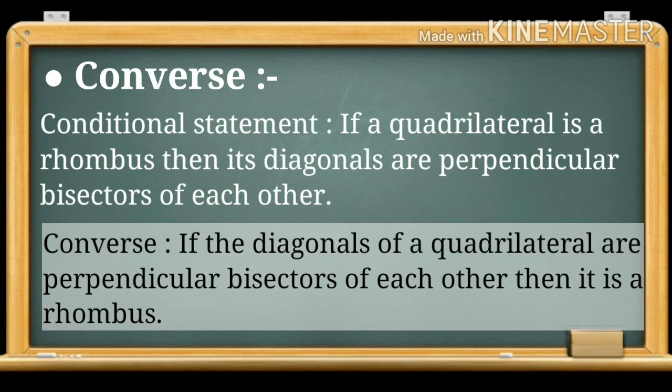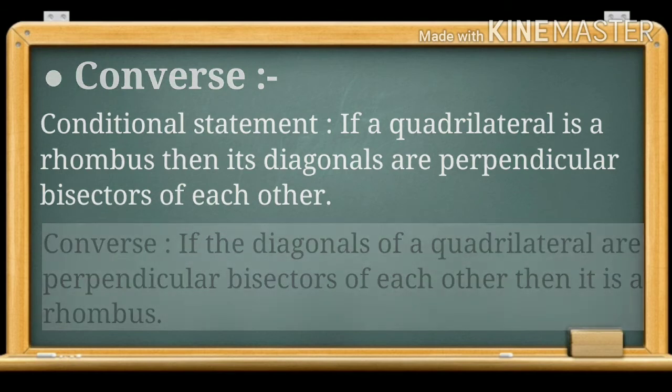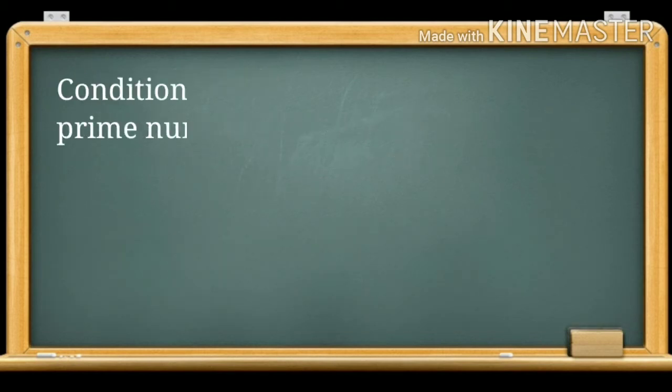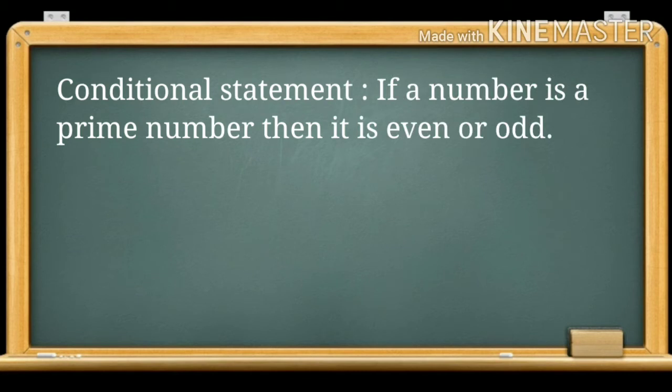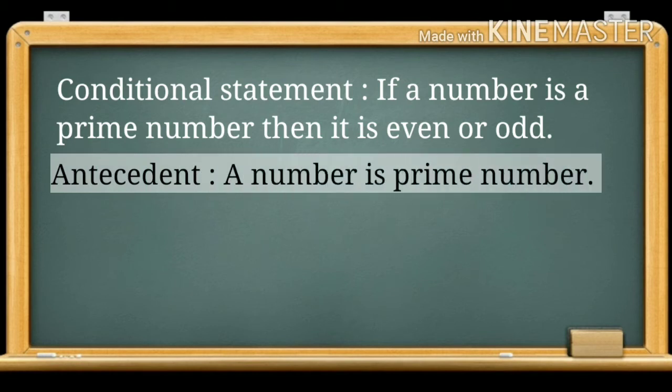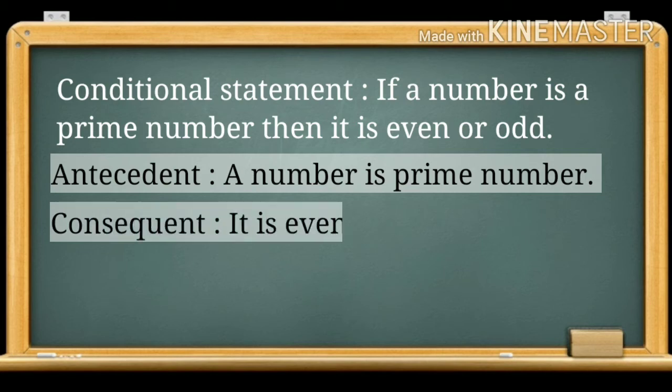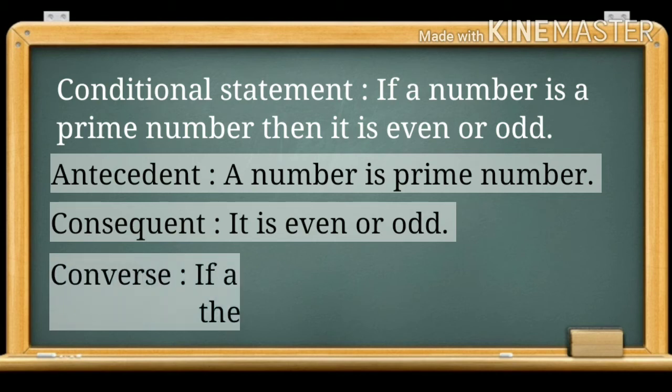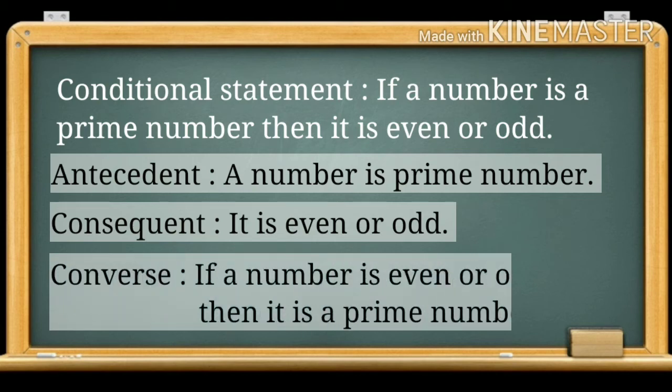Let's see another example. The conditional statement is: if a number is a prime number, then it is even or odd. In this statement, the antecedent is a number is a prime number and the consequent is it is even or odd, and the converse of this statement is: if a number is even or odd, then it is a prime number.